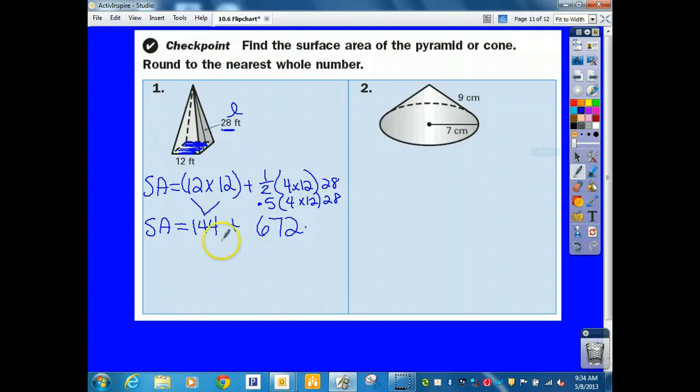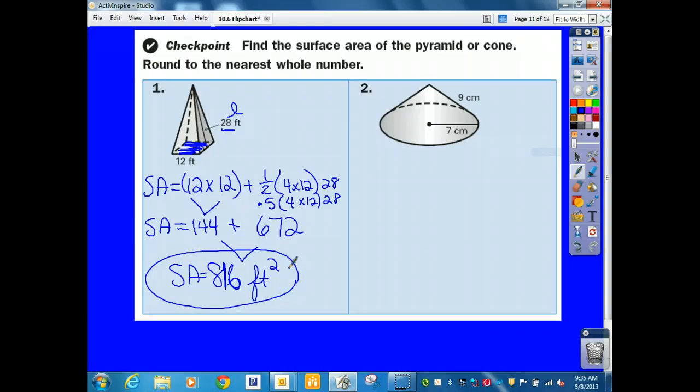Add those together. The surface area of that pyramid is 816. Half correct. Feet squared. Excellent. 816 feet squared.